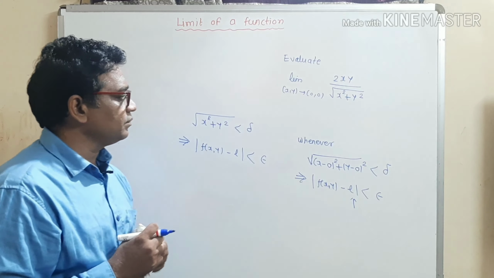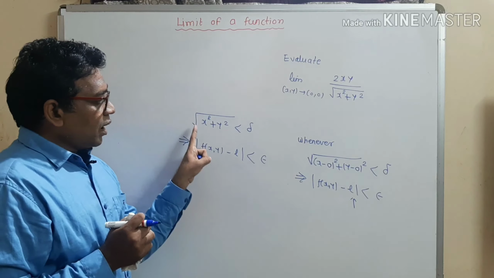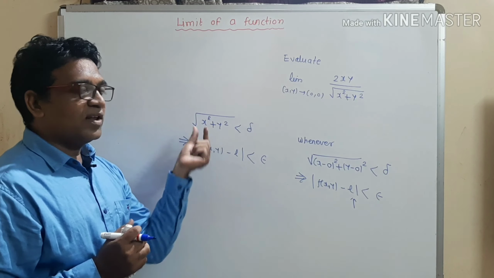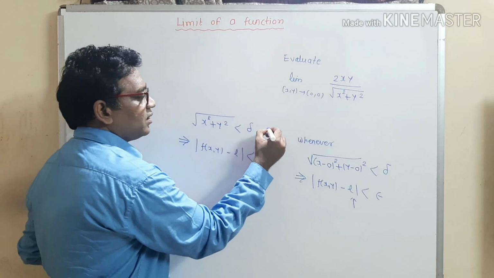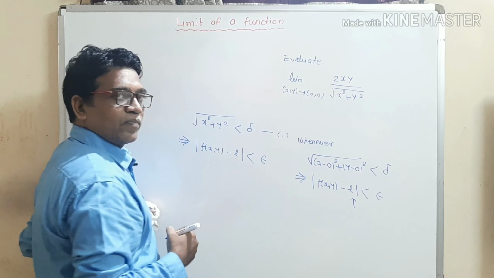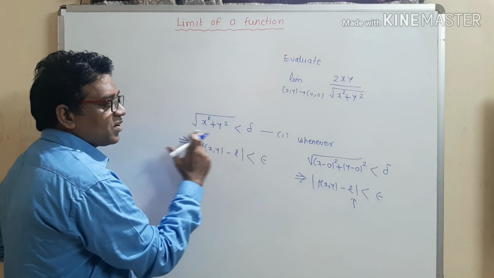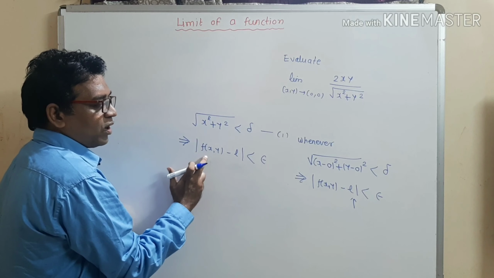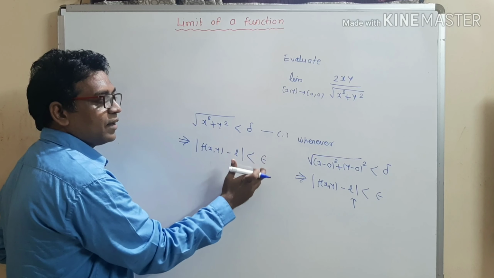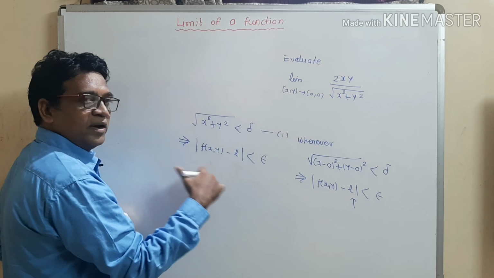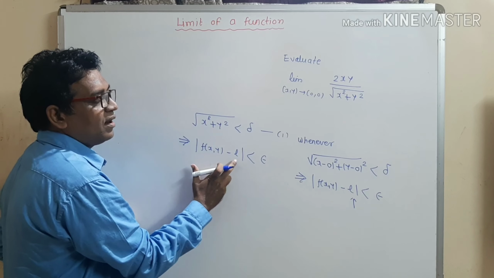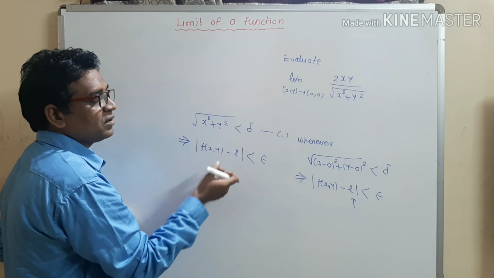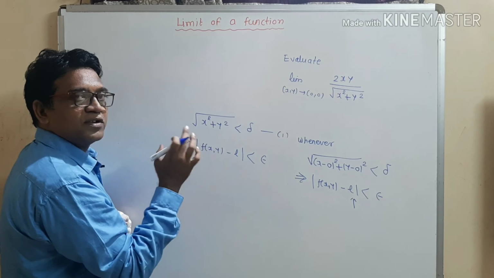What is the definition? Whenever the condition √(x² + y²) < δ holds, use this and prove that |f(x,y) − L| < ε. Then, according to the definition of limit, this L is called the limit of the function. That's what we want to find out, this limit L.